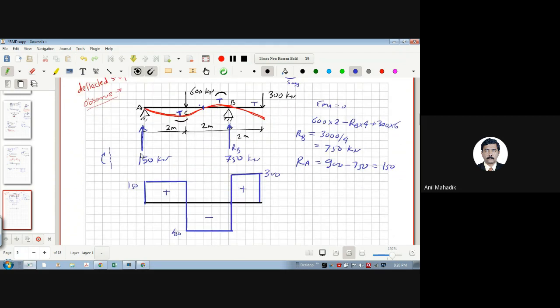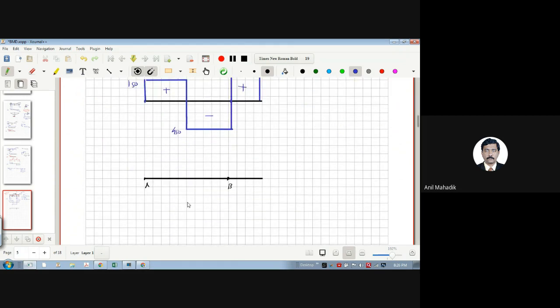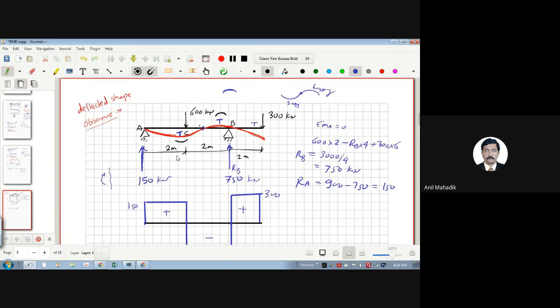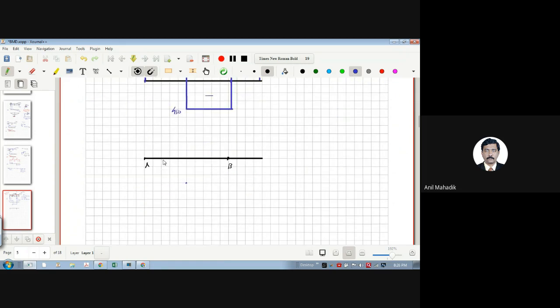Now my point is here. And as I am multiplying this force into distance, 150 into distance, so distance means x. So this into x means it should be a sloping line. So here my value is 300.